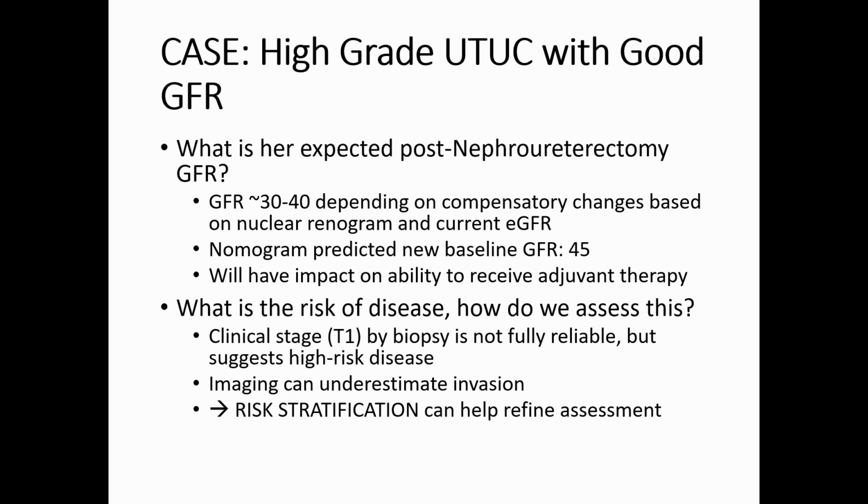There are nomograms available. There's RCC nomograms. We recently published a specific upper tract urothelial cancer nomogram as well. Based on those, her GFR would be 45. And this will have an impact on the patient's ability to receive cisplatin chemotherapy. There are some centers that maybe would give it to a level of 50, 55, but most places are not going to give cisplatin below 55, 60.